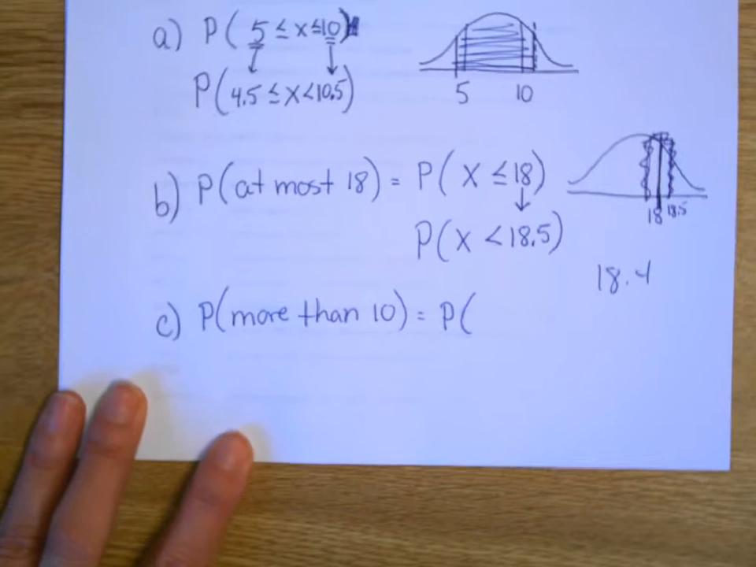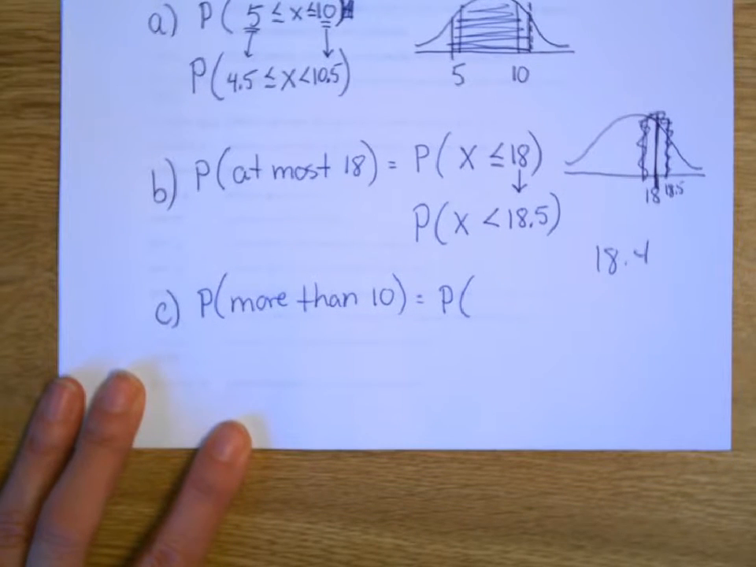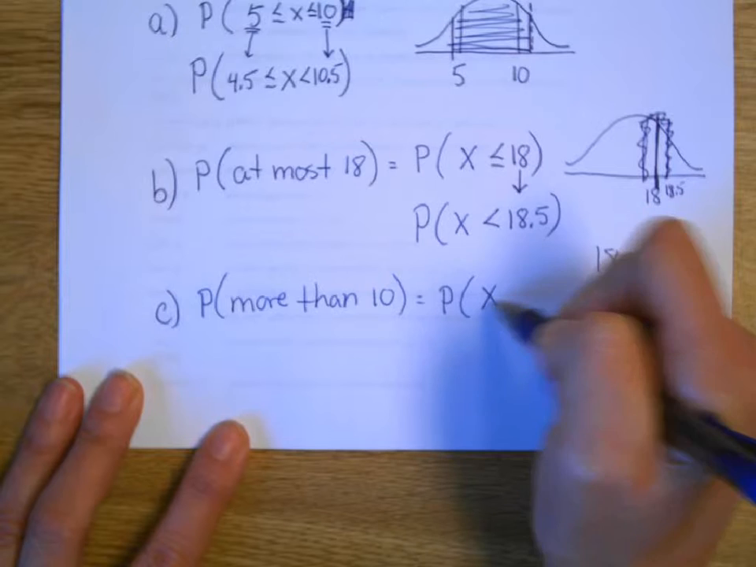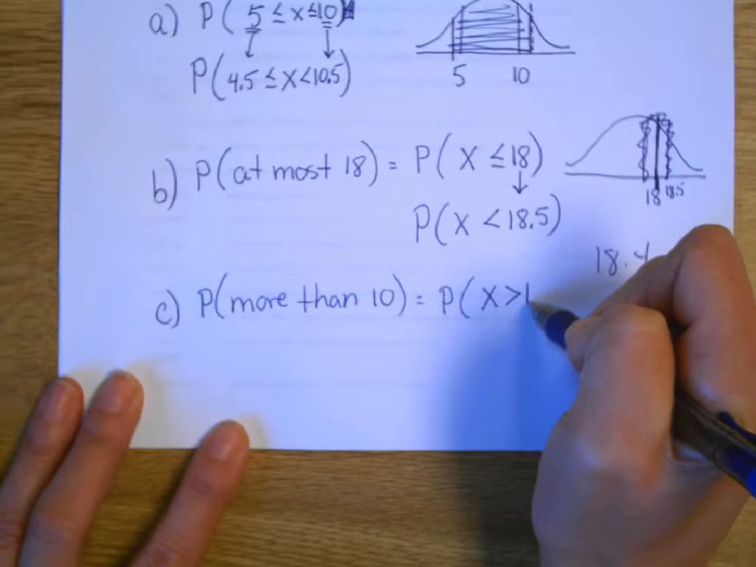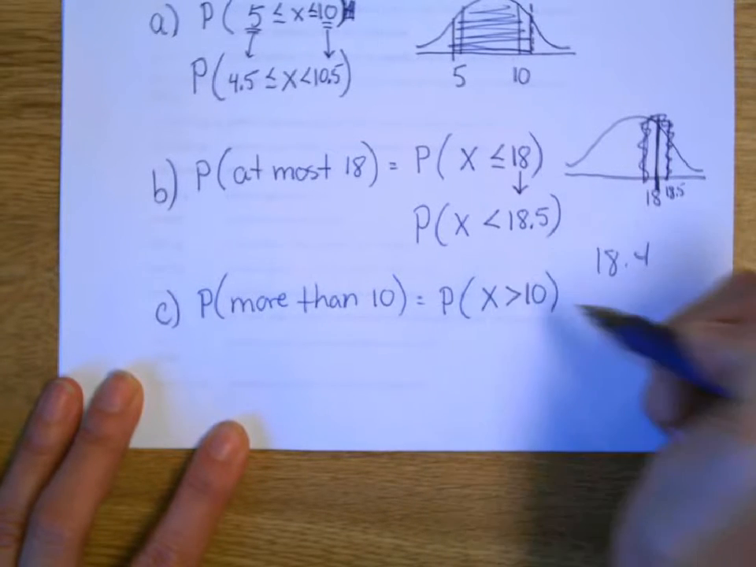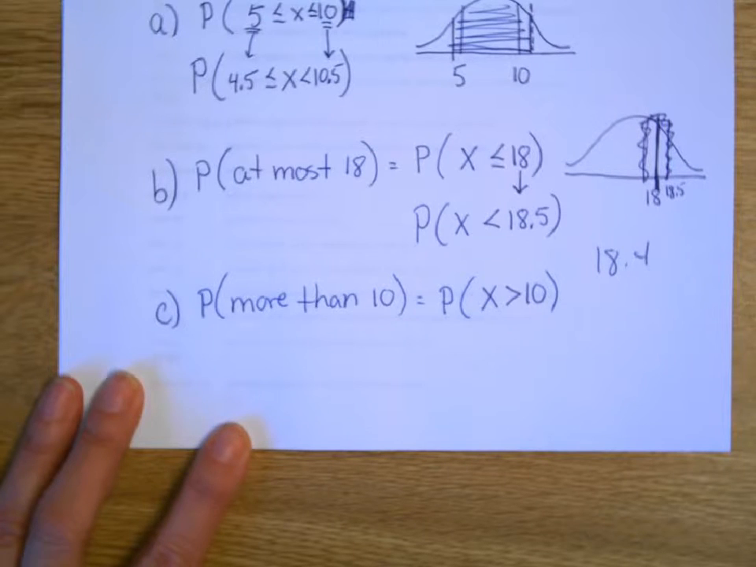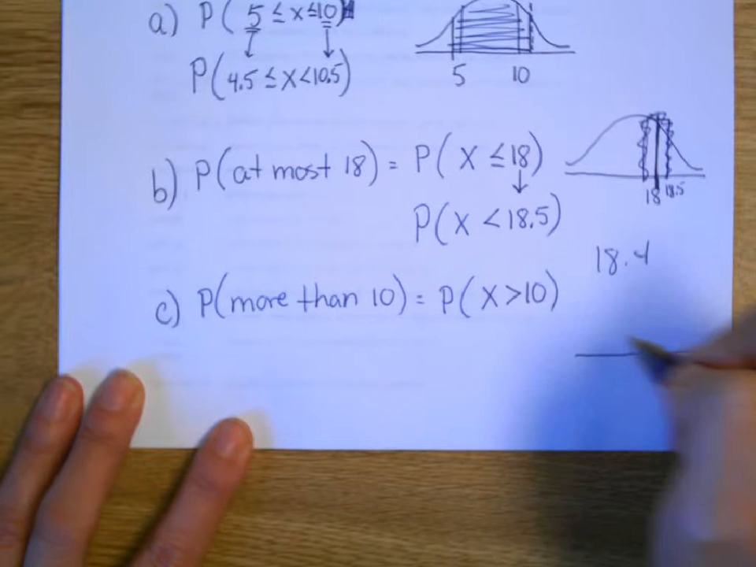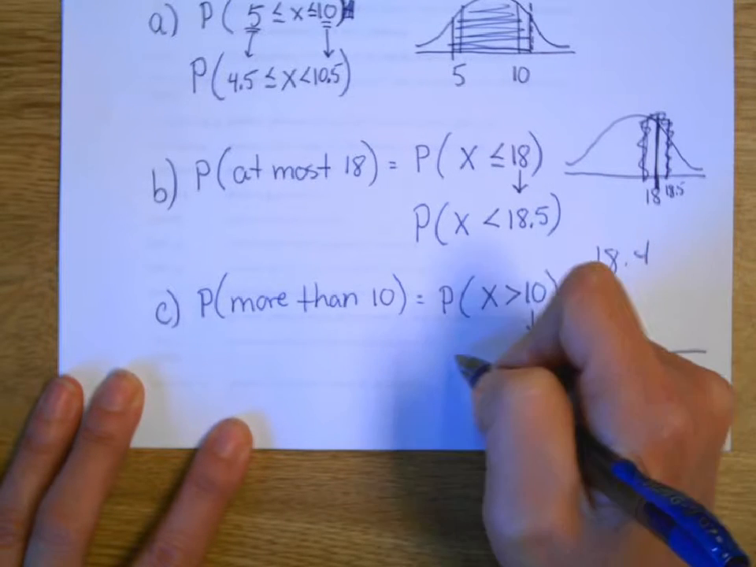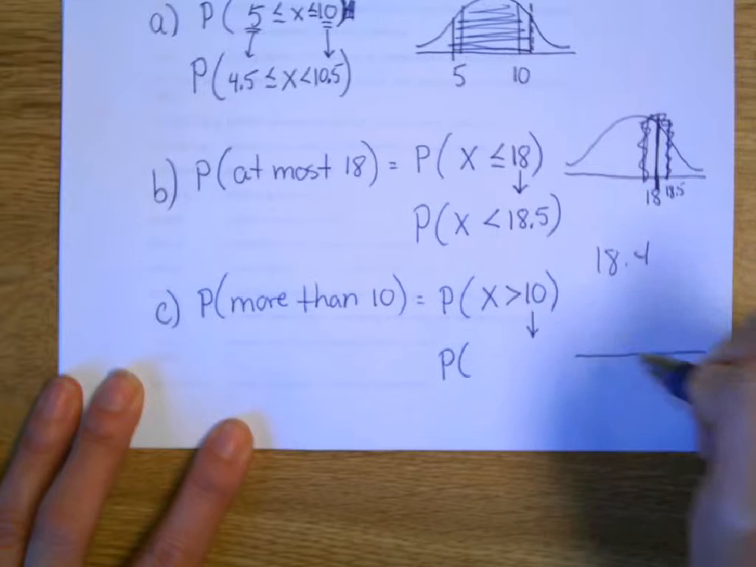Okay. What does more than 10 mean to you? X needs to be greater than 10. Greater than 10. So is 10 included? No. So I want the numbers that round beyond 10. So what am I talking about? Greater than 10.5. Okay, so we're going to correct the 10. X needs to be greater than or equal to 10.5.